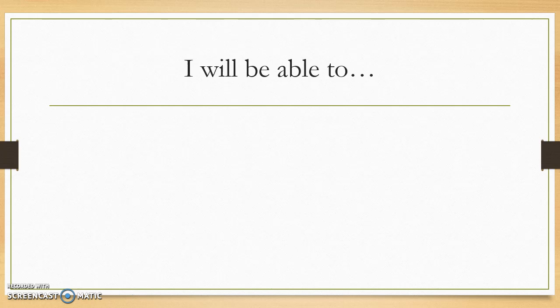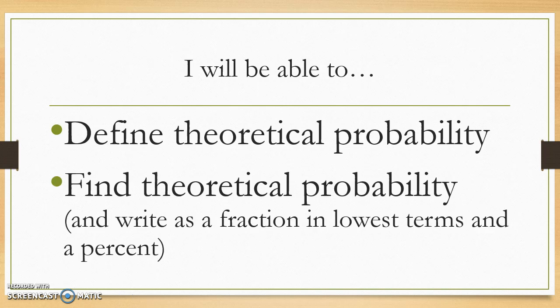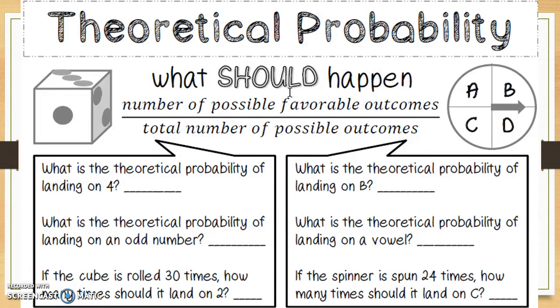So after today's lesson, you should be able to define what theoretical probability is and find it and write it as a fraction in lowest terms and a percent. Up until now, you have described probability as the likelihood of something happening with words, like it is certain it will happen if it's 100%, it's impossible if it's 0%, it's likely that it could happen. And now today we're going to write probability as a number, as a fraction, depending on the outcomes.